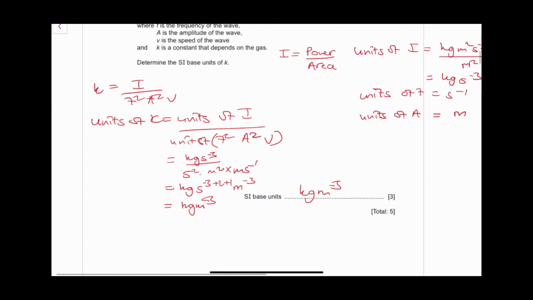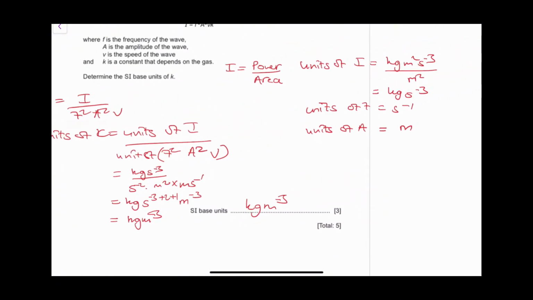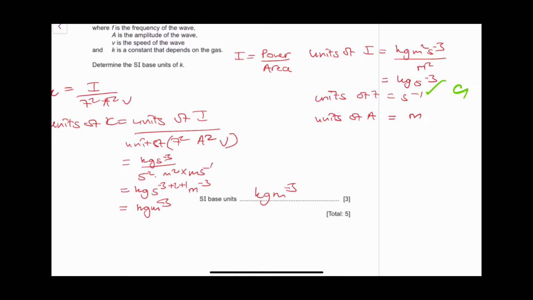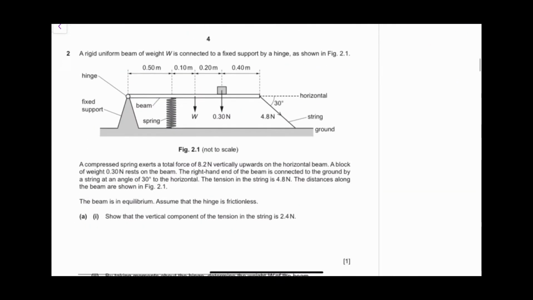Okay, so what are they looking for, right? They're looking for these units, right? So can you find the units of intensity? Do you know that intensity is power per unit area? They're also looking for these units themselves that are correct, right? For frequency, for amplitude, and for velocity. And lastly, they're looking for this answer that you're going to give, which is the units of K, which is kg m to the power of -3.